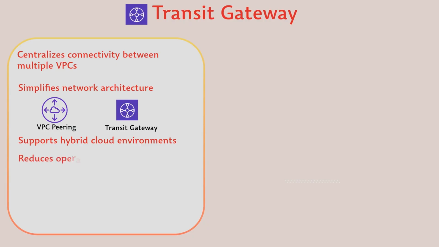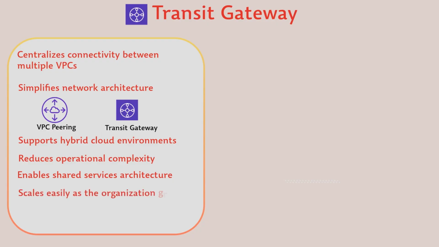It reduces operational complexity. Network administrators manage routes in one place rather than maintaining many individual connections. It enables shared services architecture. Security tools, DNS servers, or logging systems hosted in one VPC can be accessed by applications in other VPCs with the transit gateway. It scales easily as the organization grows.